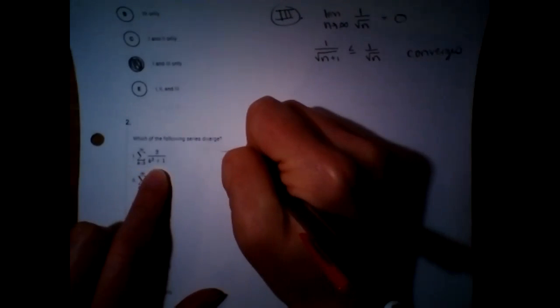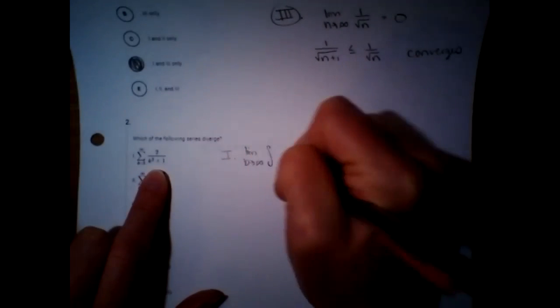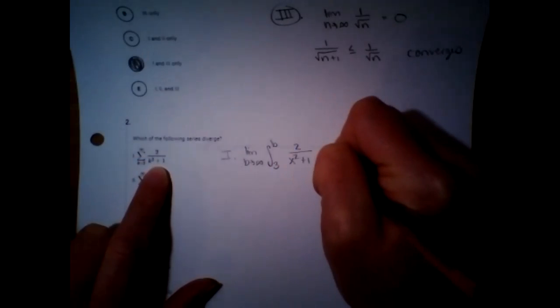All right, Roman numeral 1. We're going to need to do the integral test for this one. So it's going to be the limit as b goes to infinity of the integral from 3 to b, so that lower boundary is going to be 3 there, so k equals 3 to infinity, of 2 over x squared plus 1 dx.